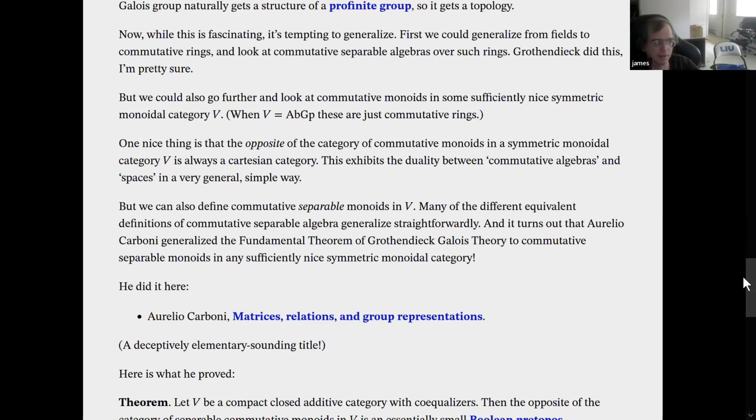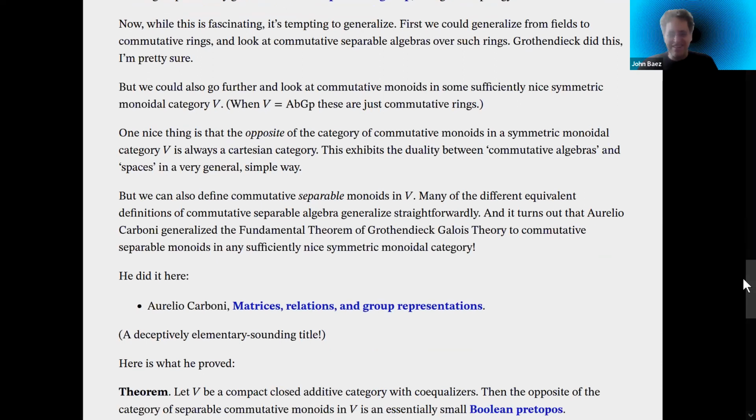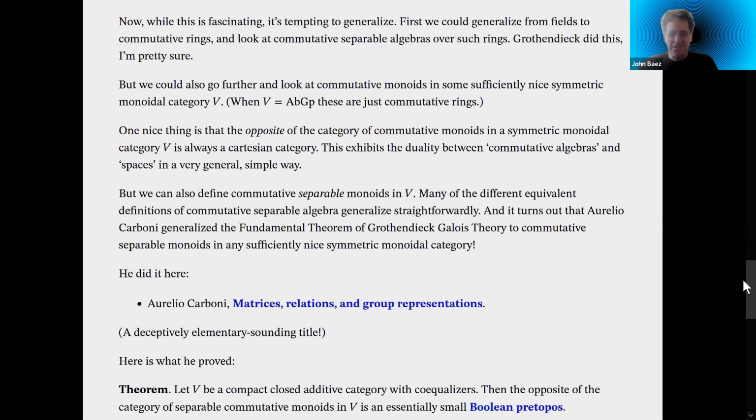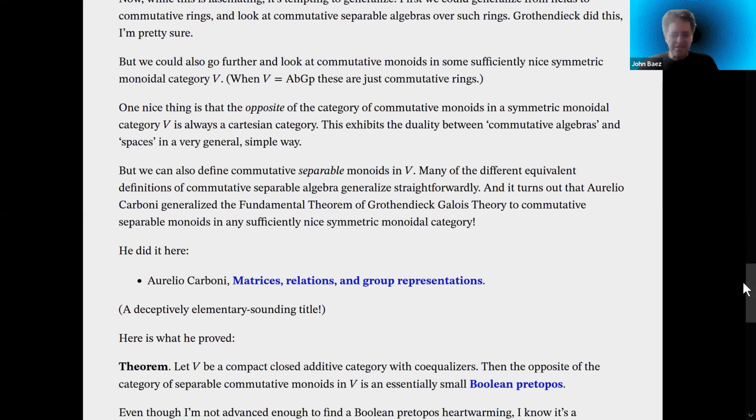It sounds like something that Lawvere would do. I'm just humbly talking about these things.